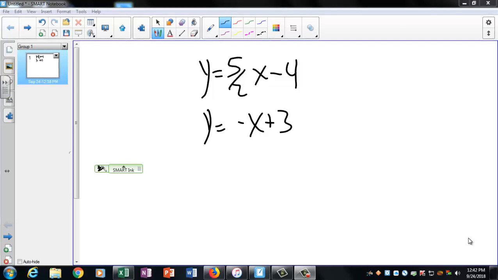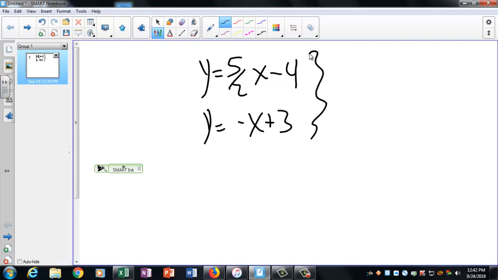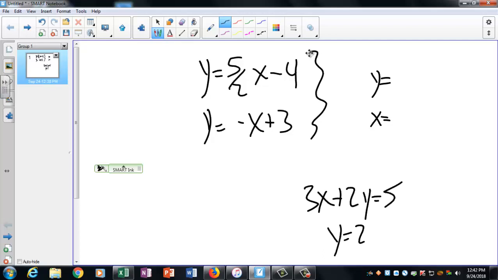Solve by substitution. This is a classic solve by substitution problem. The reason why it is because it's already got y equals. When you solve by substitution, you have to get y equals something or x equals something. Now, in this case, both of them are y equals. That doesn't have to be the case, right? It could be 3x plus 2y equals 5 and y equals 2x minus 1.